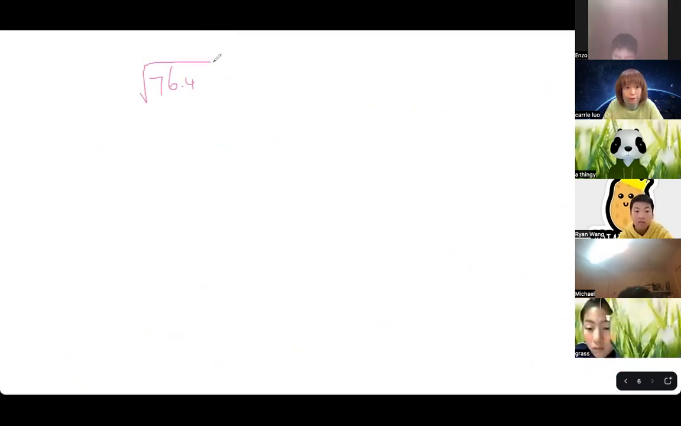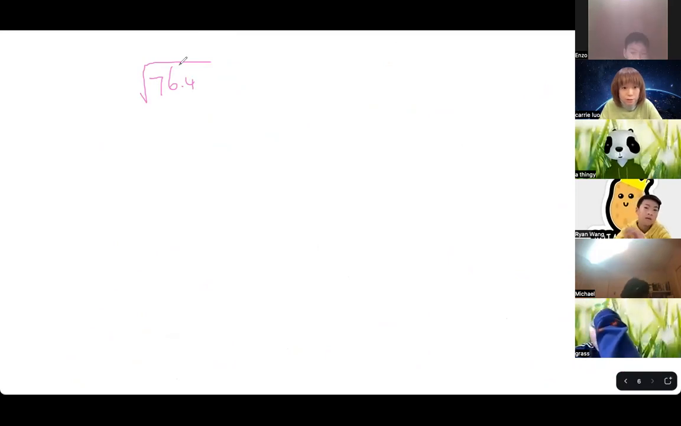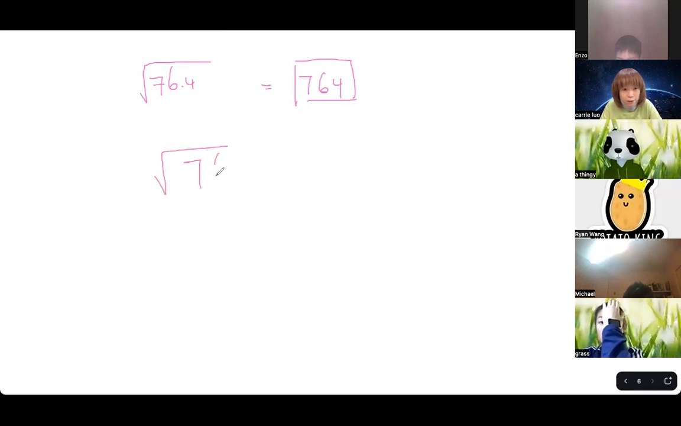76.4. So for this question, when you have a decimal, you cannot do the square root for the decimal number right now. It's hard, but what can we do? We can do 764. Let's learn 764 first, then we move to the decimal. So everybody, how about you do the square root of 764, equals what? Okay, everybody, your turn.